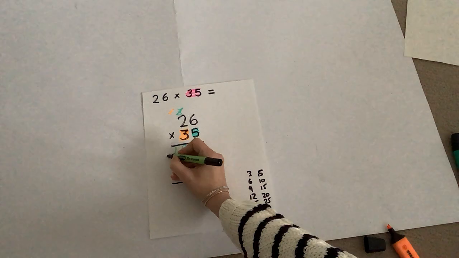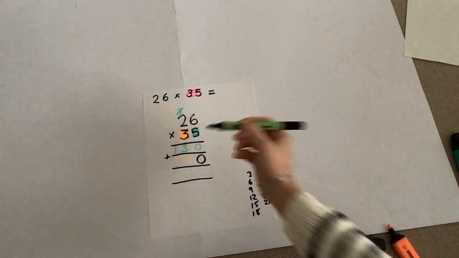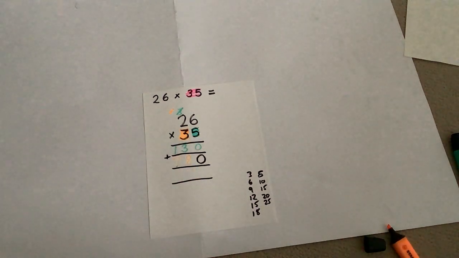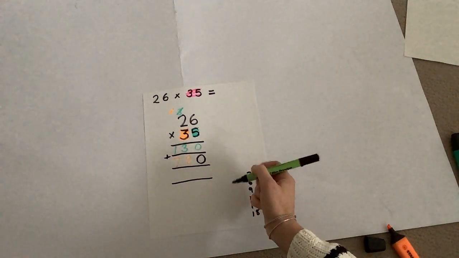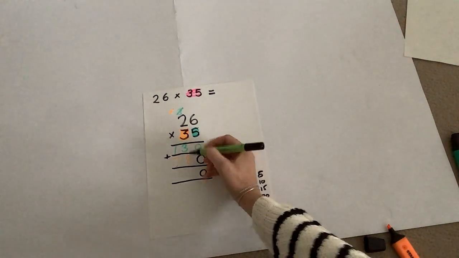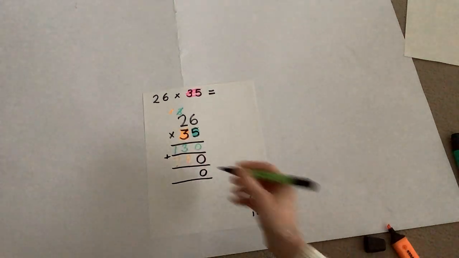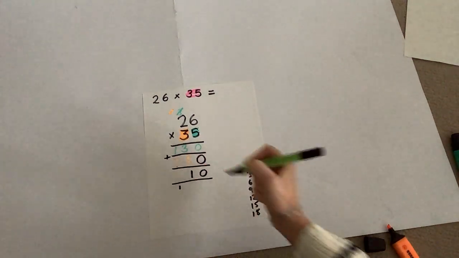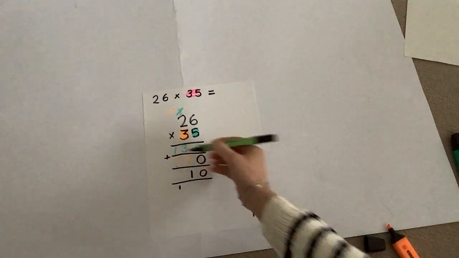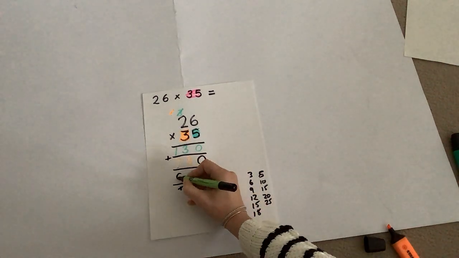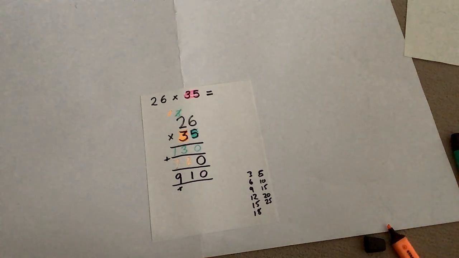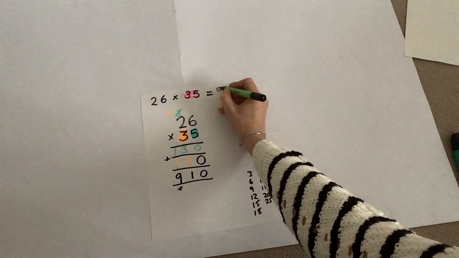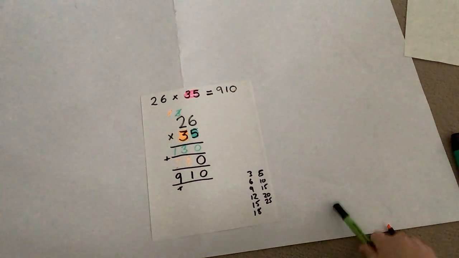Okay, now my final step is to add together my 2 steps of the calculation. So I'm going to do 0 plus 0, which is 0, 8 plus 3, which is 11, carry my 1, 1 plus 7 is 8, and 1 more, so it makes 910 as my final answer. Okay.